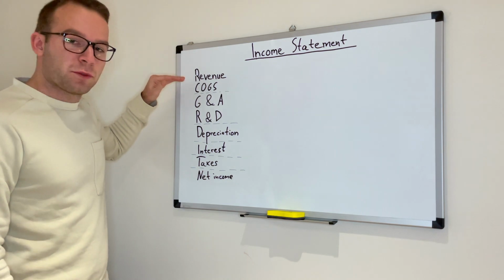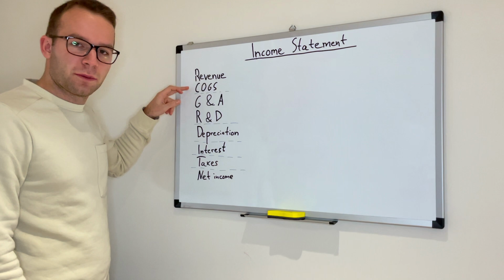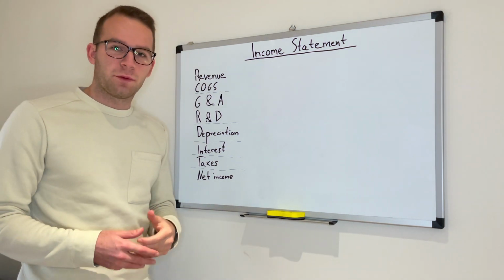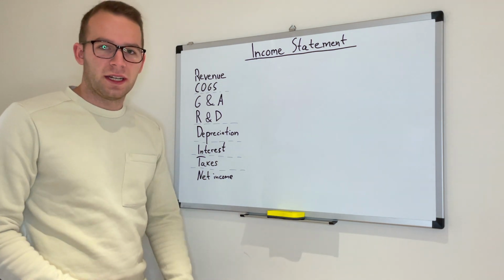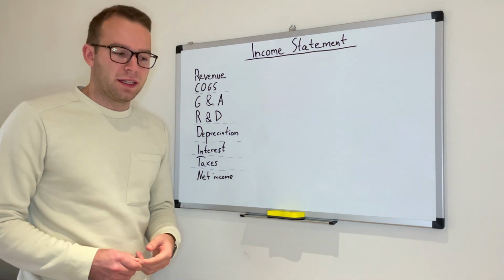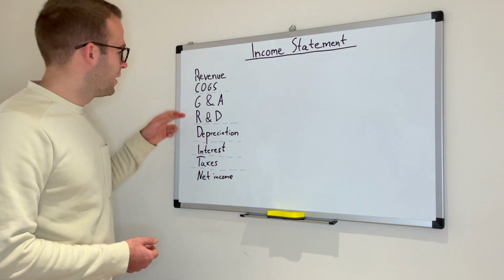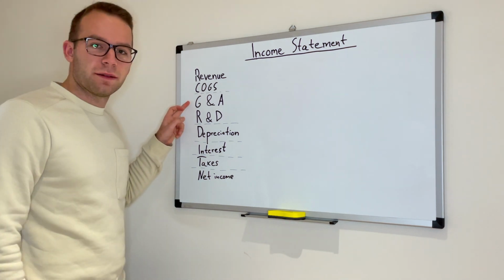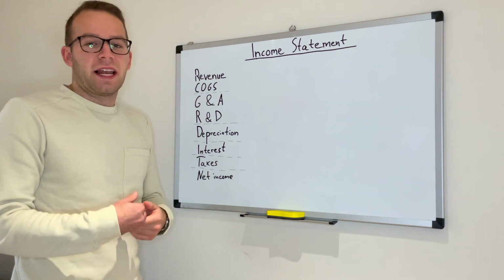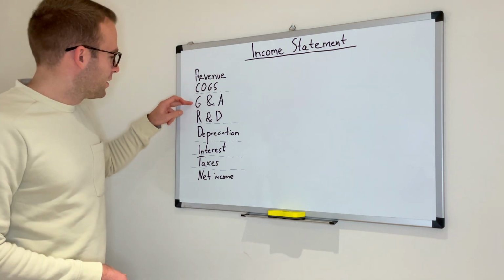We then subtract various expenses. The first expense that we deduct from the revenue is the cost of goods sold, so the costs that we had to produce the products that we sold: the materials, the labor, the time that we put into it. We then deduct general expenses, so marketing expenses, selling and administrative expenses. They're all under this part.